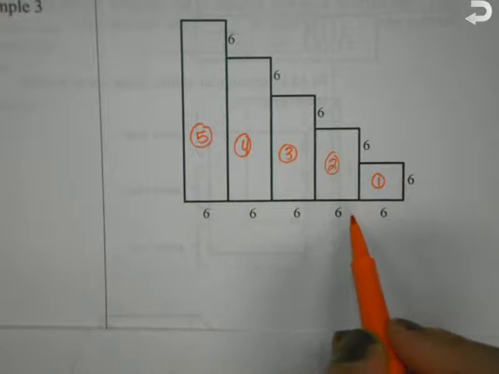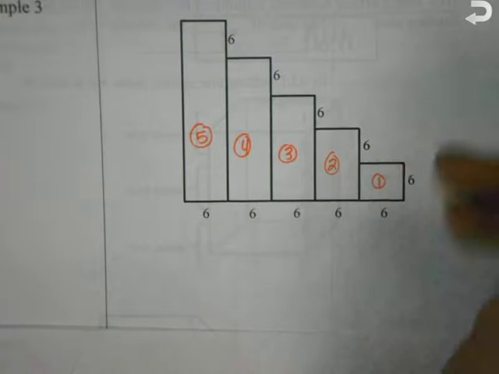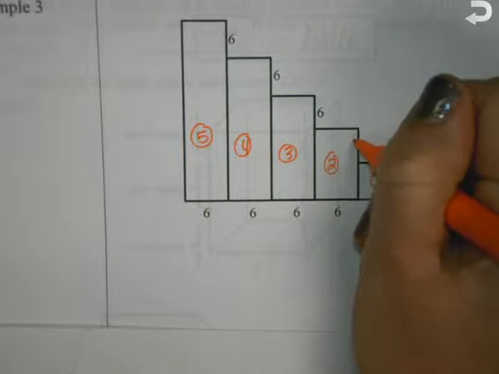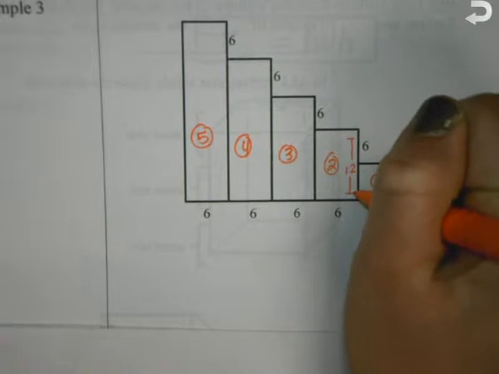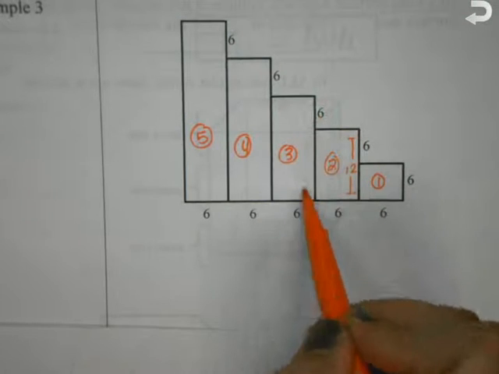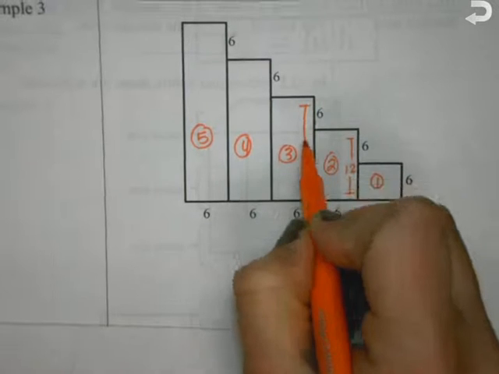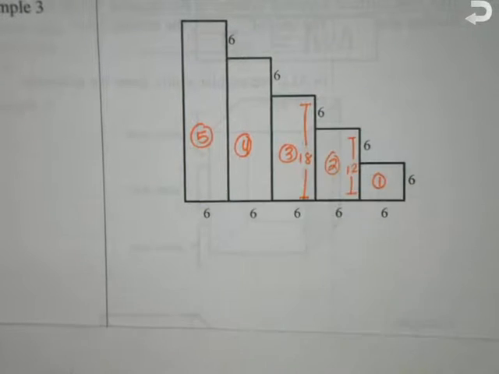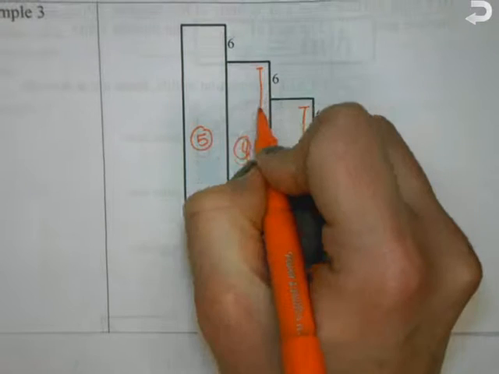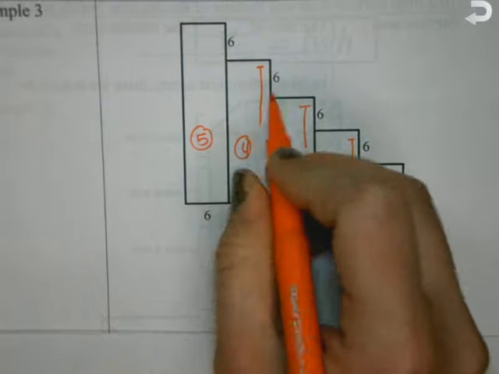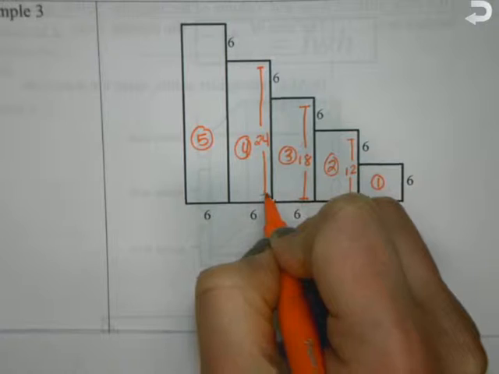Let me write it here. So that length is 12. So if this one is 12, and then in rectangle 3 it increases by 6, what's the length of 3? 12 plus 6, which gives me 18. Okay, what about rectangle 4? 18 plus 6 gives me 24. And then 24 plus 6 more gives me a length of 30. Good.